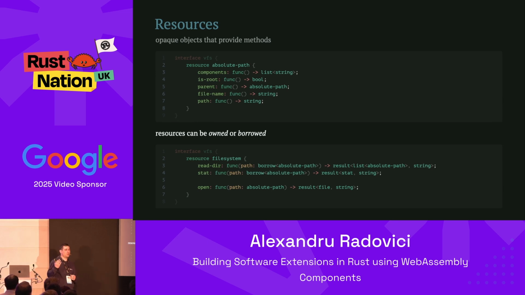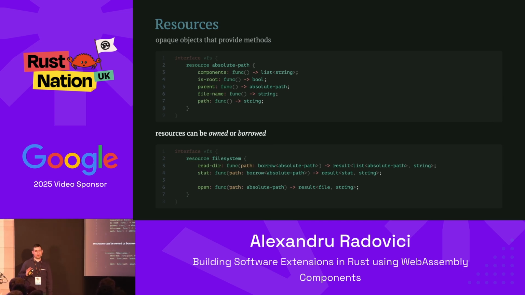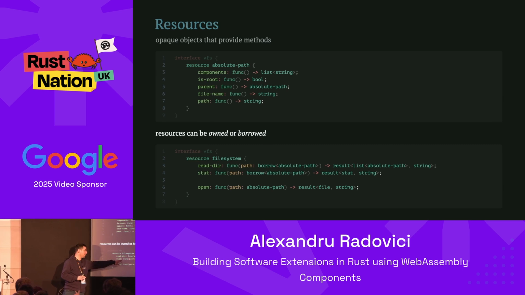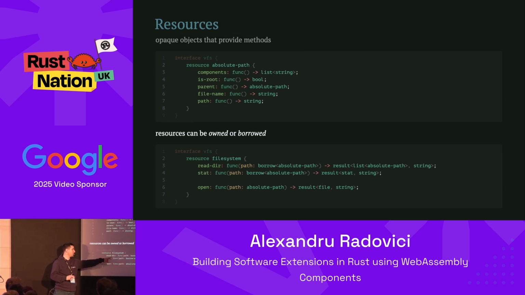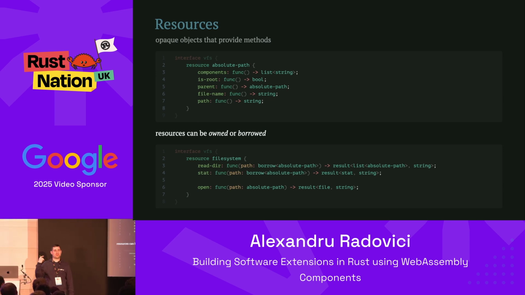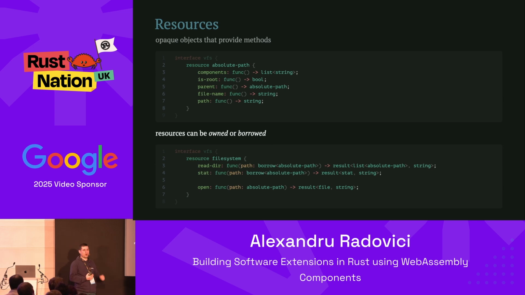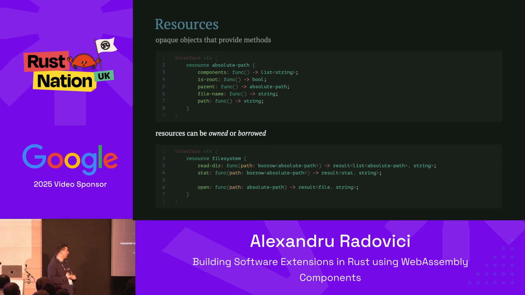Resources can be owned or borrowed. And if you look here, when you return a resource, and I think parent returns an absolute path, which is a resource, it's an owned resource, always. But when a method takes a parameter or an argument with a resource, it can be owned or it can be borrowed. If it's owned, the host executor knows it needs to destroy it when the guest drops it, when the component drops it. If it's borrowed, it's a different story. Usually for functions, this will be borrowed. You can't return a borrowed resource. That doesn't work.